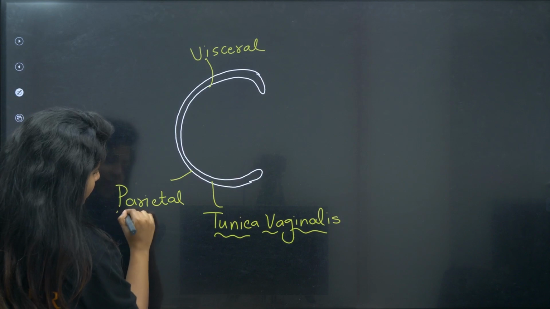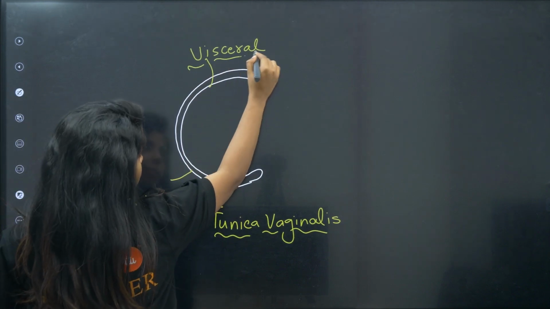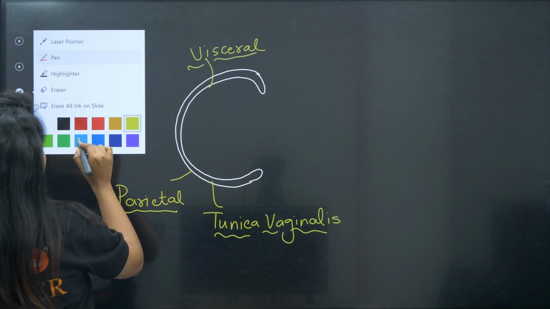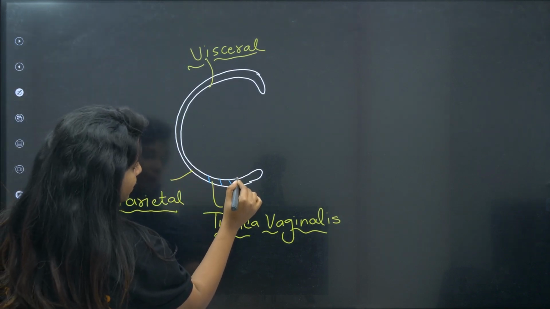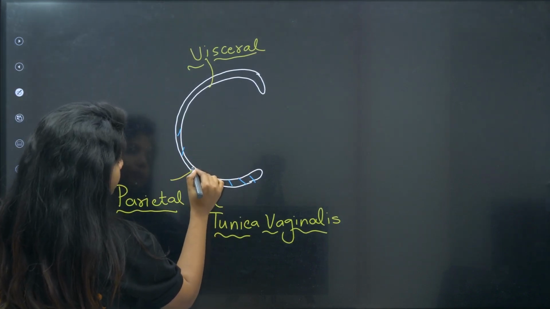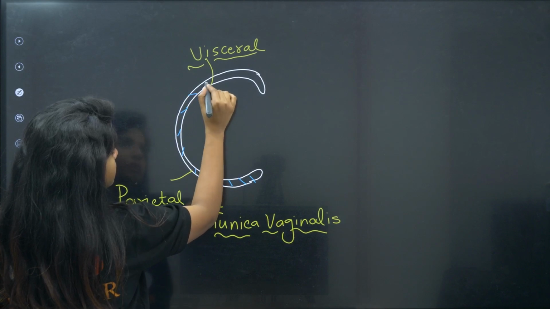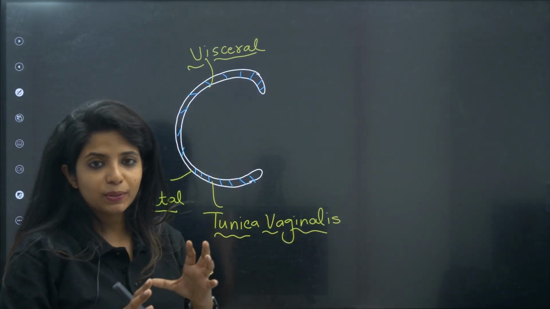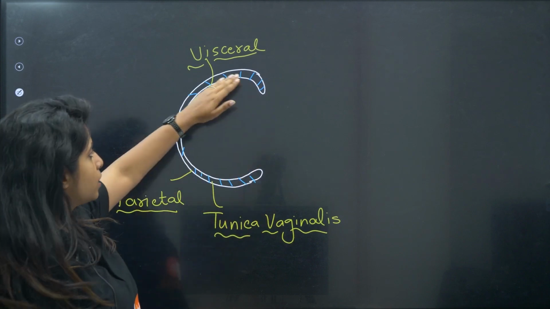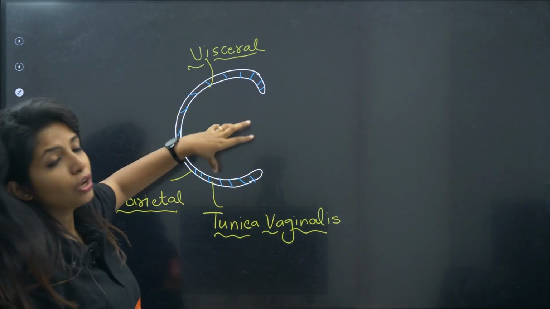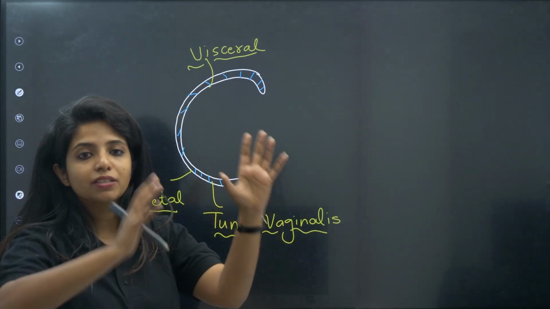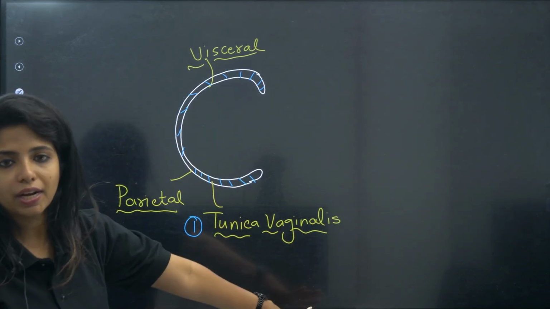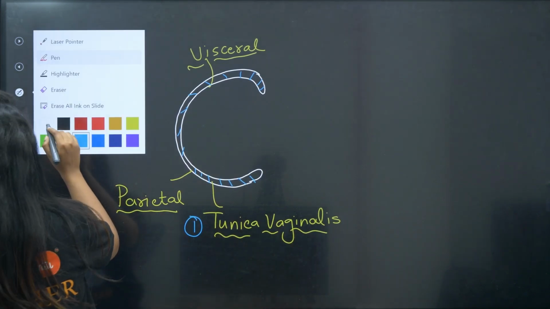Please don't feel dizzy after studying this. It's very easy. I'm telling you, trust me. Now, why is there a fold? Because you need space in between, and in this space there will be fluid filled. This particular space is basically filled with fluid so that the friction does not happen, which is why there is a fluid in there. And inside this you have the testicular lobules and the seminiferous tubules. So the first layer will be what? The tunica vaginalis. Now we move inside.